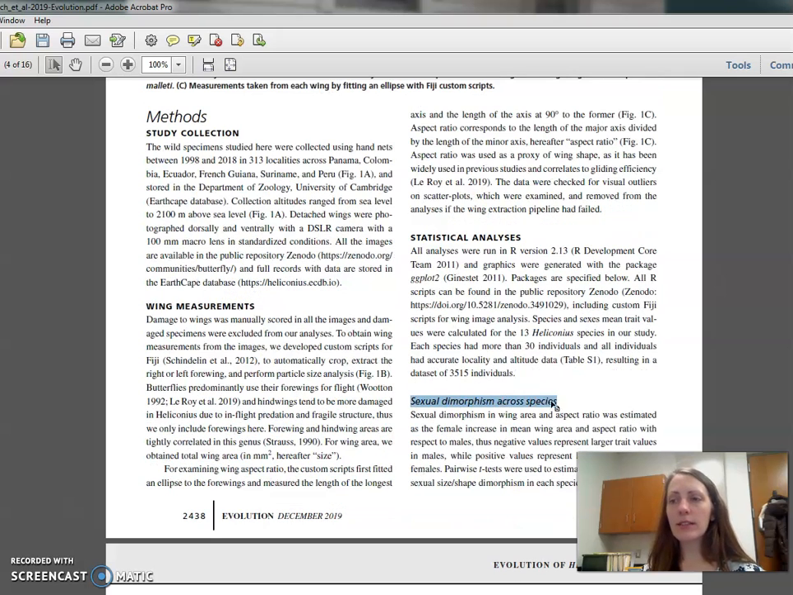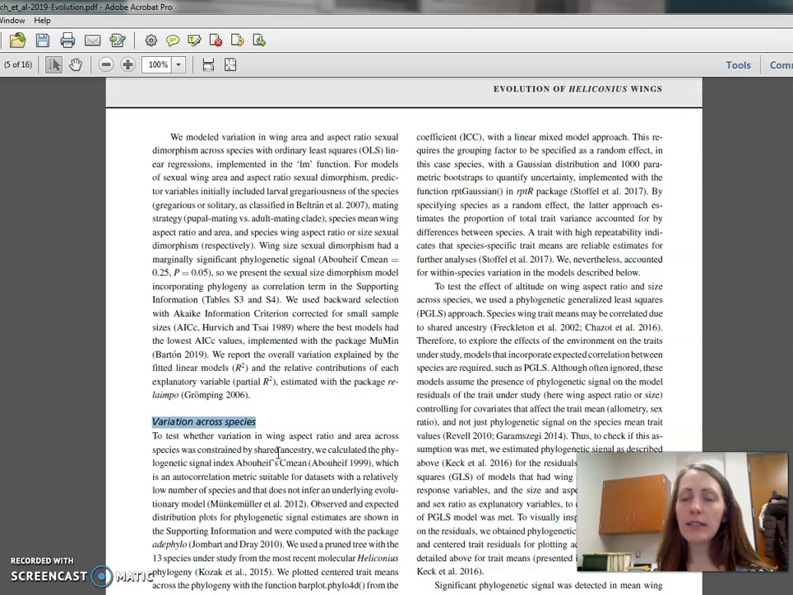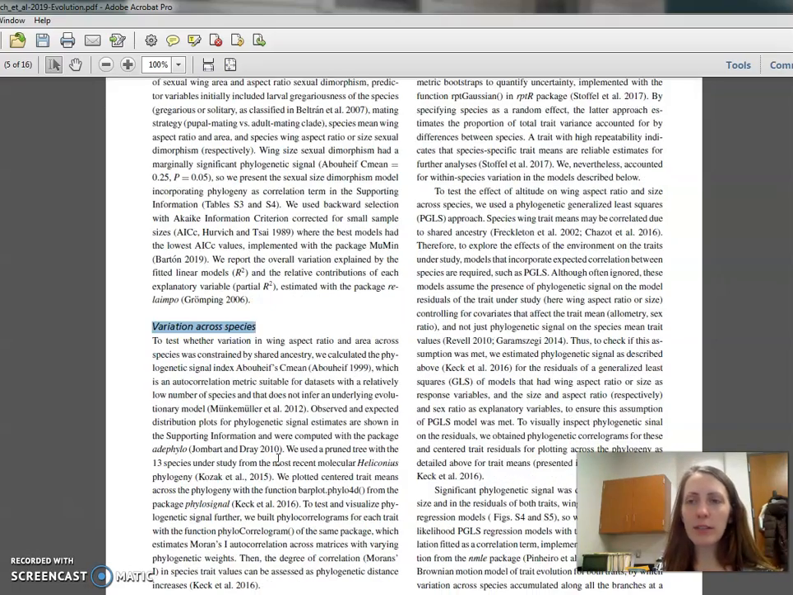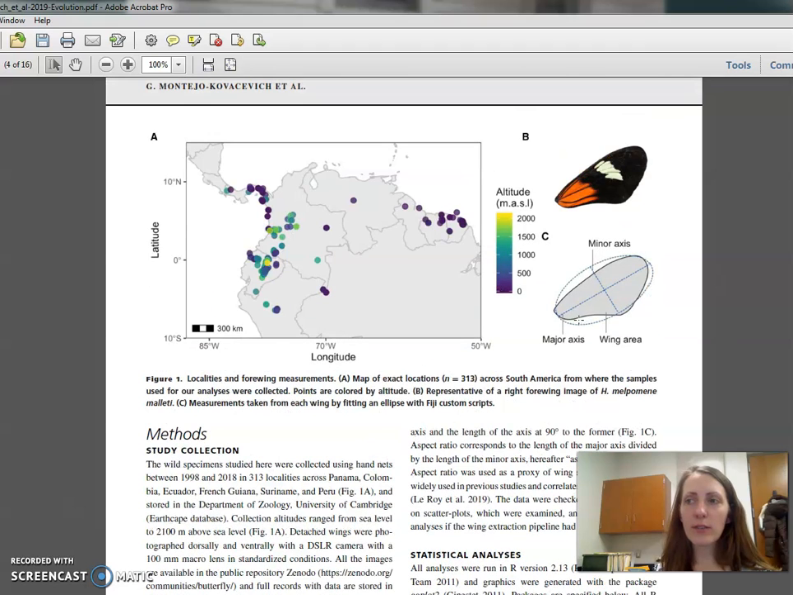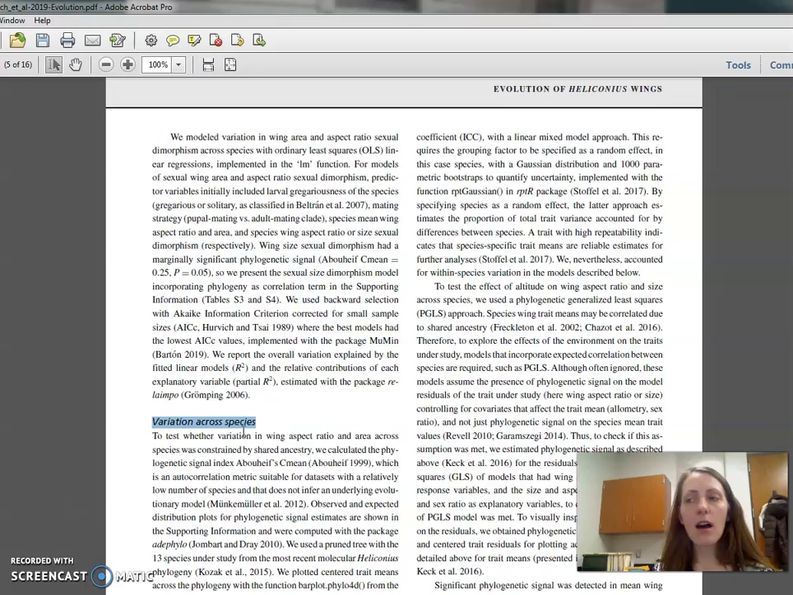Okay, we've got a section on sexual dimorphism across species. If you didn't know what sexual dimorphism meant, you would look that up at this point. Sexual, between the sexes, dimorphism, having males and females that look different from each other. So we know that they did some tests related to sexual dimorphism in these different species. We know that they did some tests about variation across species. So you'd probably skim this paragraph and see what traits they are talking about varying. And this figure gives you a clue: the area of the wing, the length of the wing, and the width of the wing. They're measuring these things and then asking how they vary among species.